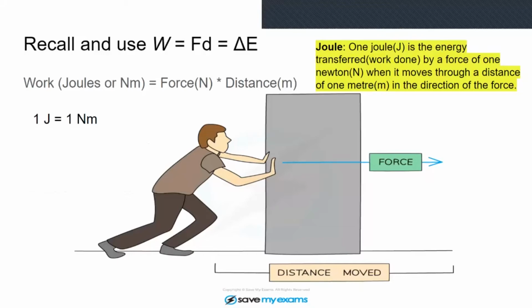So work in joules or Newton meters equals force in newtons times distance in meters. You just have to remember 1 joule equals 1 Newton meter. 1 joule is the energy transferred, or work done, by a force of 1 Newton when it moves a distance of 1 meter in the direction of the force.